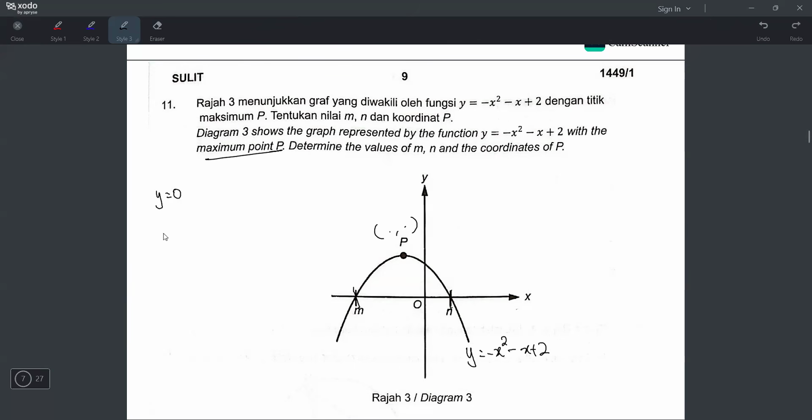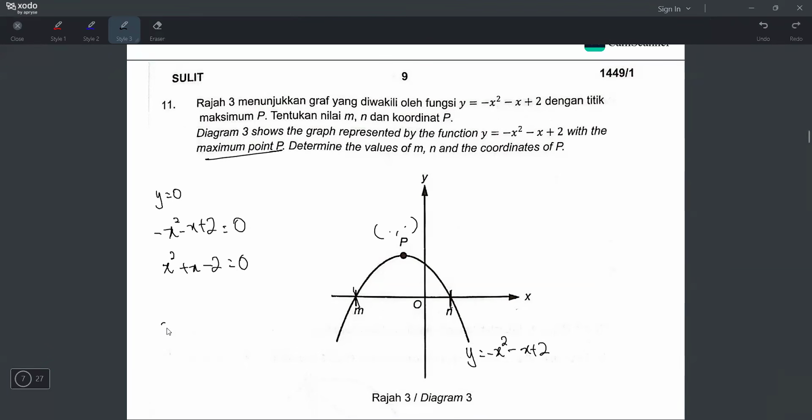Replace y with 0. So you just do negative x squared minus x plus 2, the whole thing equals 0. Like that. And you factorize this using the calculator. The way to do it is, first you have to make sure there is no negative in front of x squared. If there is a negative, you can't press the calculator. So what you do is you divide by negative 1 and change the signs, divide by negative 1, change the sign, divide by negative 1, change the sign, equals 0.